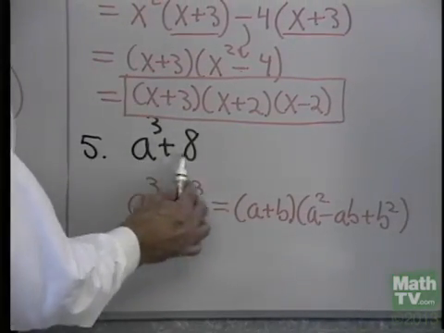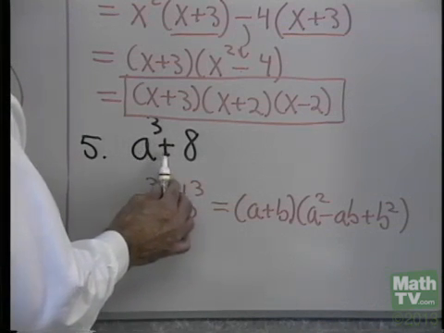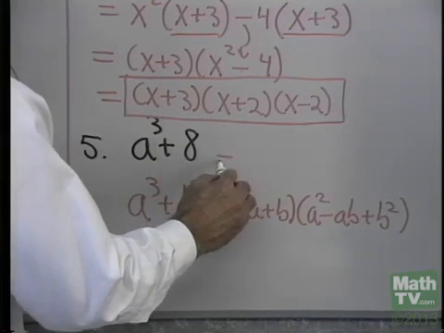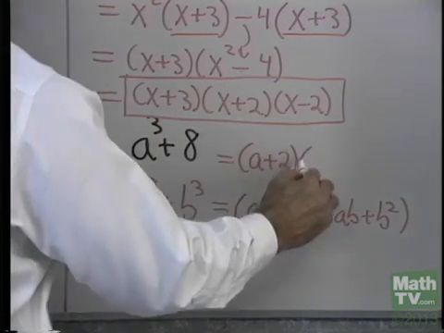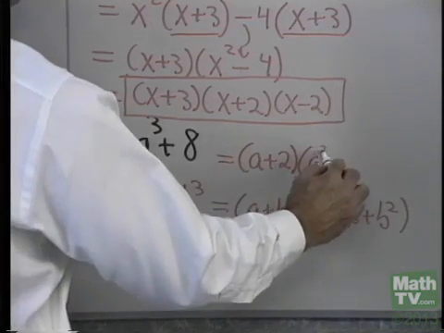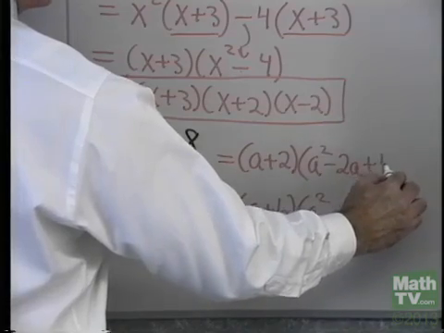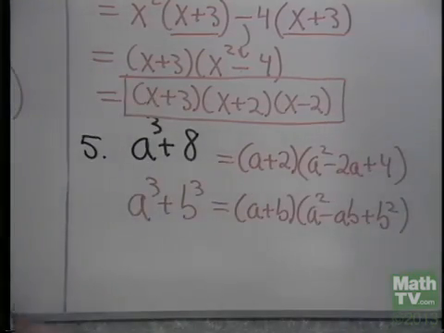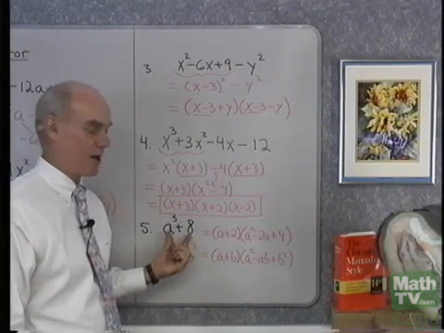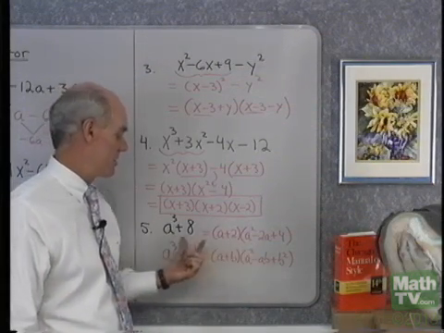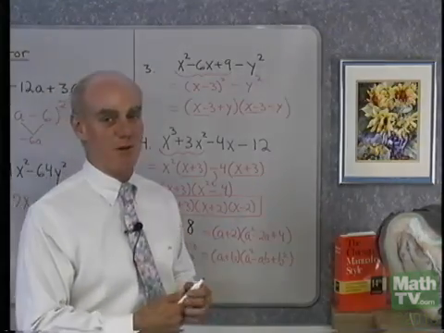So if I look at this expression as having this form, it's a cubed plus 2 cubed. So it's going to factor into a plus 2 times a squared minus 2a plus 4. So if I apply this formula to this expression right here, then I have the factorization of a cubed plus 8. So with the sum and difference of two cubes, you need to memorize that formula.